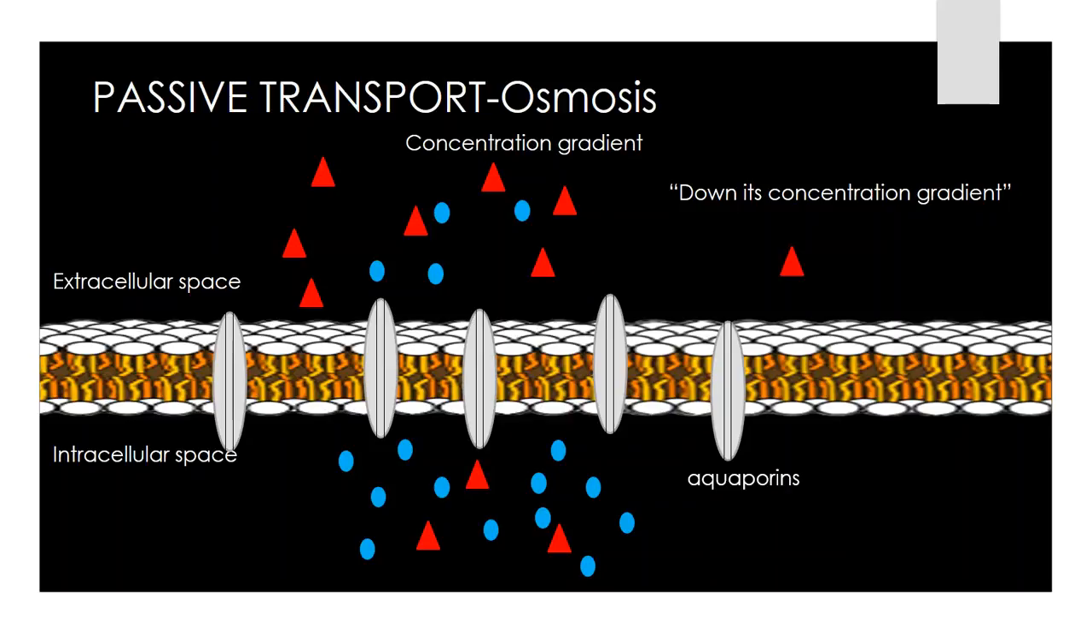So if it's not able to pass, water still would like to move towards and even out the total amount of molecules on both sides. So what water is going to do is move towards that high concentration of solute. Since I have more of the sodium outside, water is going to travel out until we have reached equilibrium.